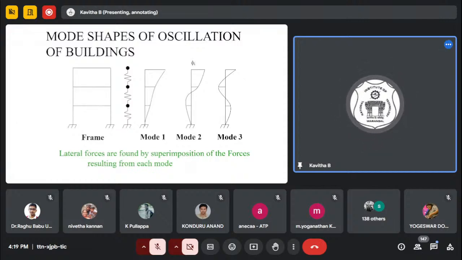So the first 2 modes only we are going to consider, because the first 2-3 modes are going to contribute more than 90% of your energy. So maybe the first 1, 2, 3 one can adopt. You can see in this one, in the first mode, there is no zero crossing. In the second mode, you can see that it has crossed once from left to right. So there is a zero. That we call a node.